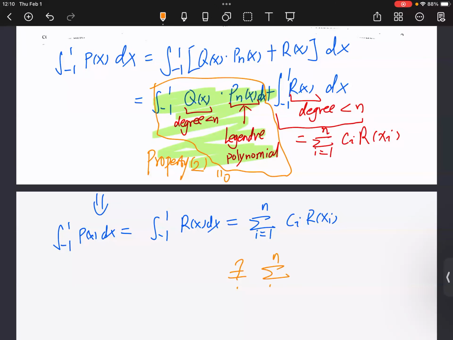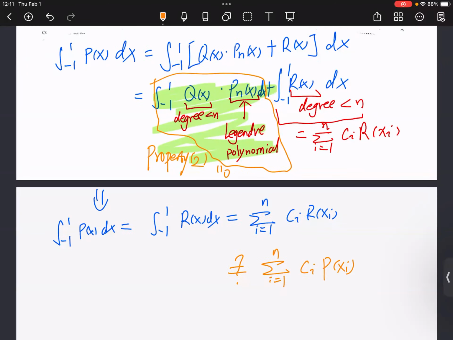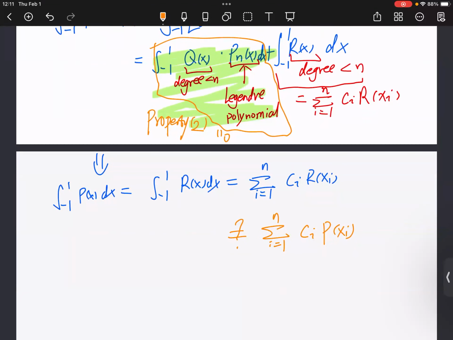What we want is a quadrature rule like this. We don't want the remainder, because we don't want to calculate all the long divisions over there. So I'm asking a question: is this remainder R(x_i) equal to P(x_i)? If we can do this, then this is the Gaussian quadrature rule we want for degrees less than 2n. So the good news is, let's take a look here.